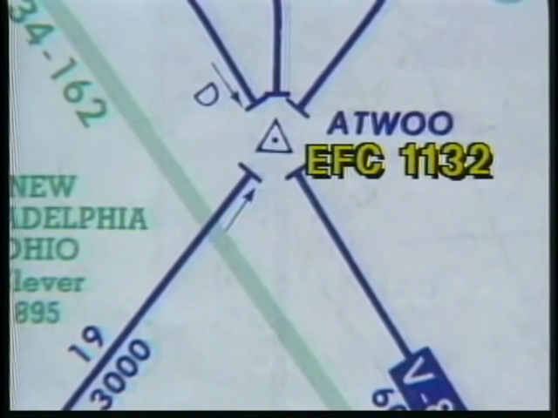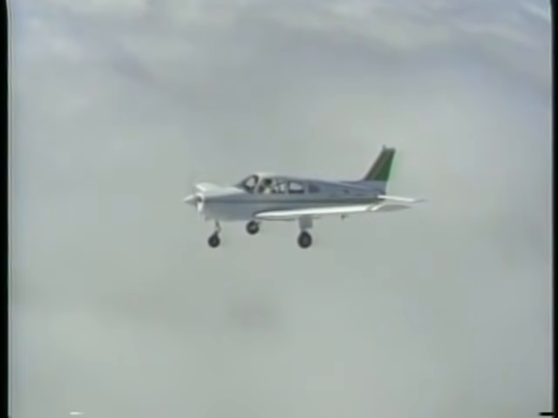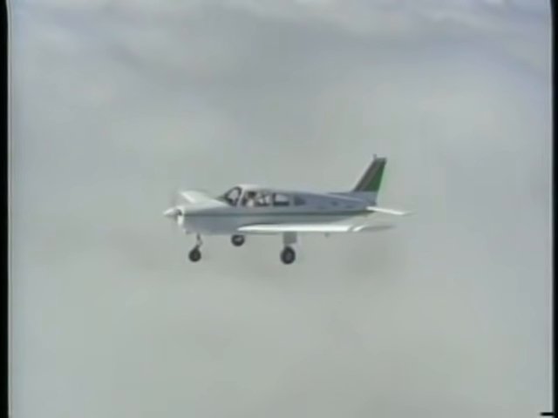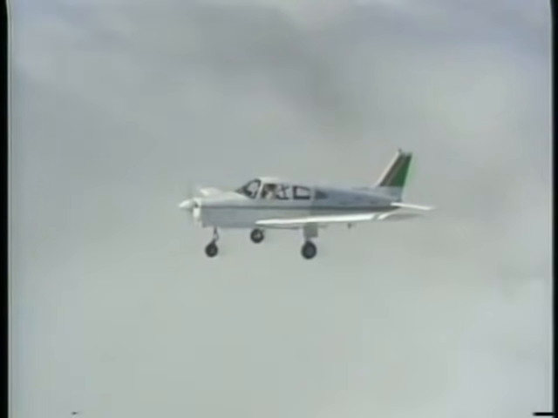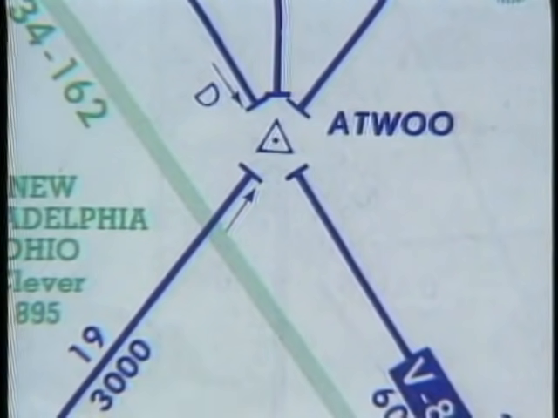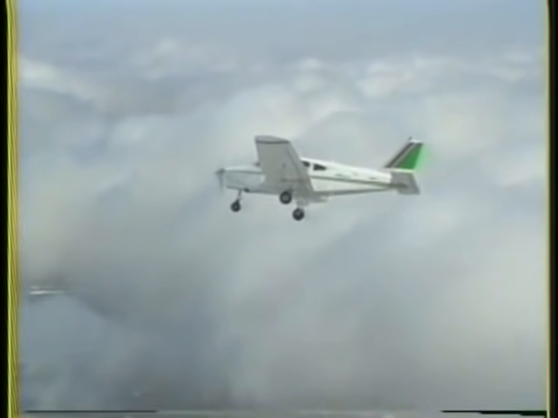An expect further clearance time, EFC, should always be given if your clearance limit is short of your destination. You should expect new instructions at least 5 minutes before reaching the clearance limit. At this point, the controller will approve you to fly beyond the fix or instruct you to enter into a holding pattern. A holding pattern is a maneuver designed to keep your airplane within specified airspace limits while waiting for a further clearance. Unless an emergency exists, you should not proceed beyond the clearance limit without ATC approval.